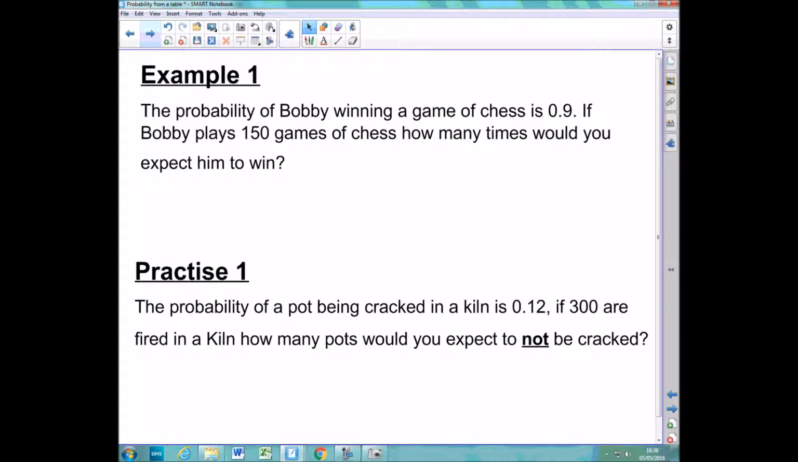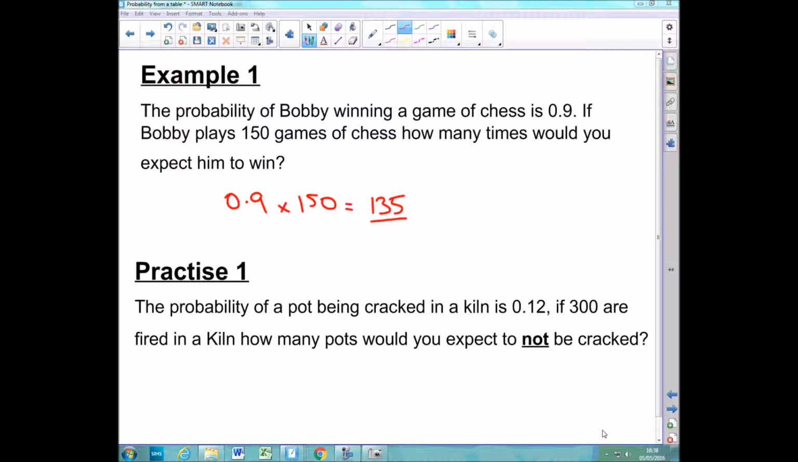Now this is an expected outcome question. The way we handle these is if we take the probability and multiply it by the number of times that probability could occur, in this case 150, we get roughly an estimate of how many times we expect that to happen. So in this case, our probability is 0.9. We need to multiply it by the 150, and we get 135. So we would expect Bobby to win 135 times.